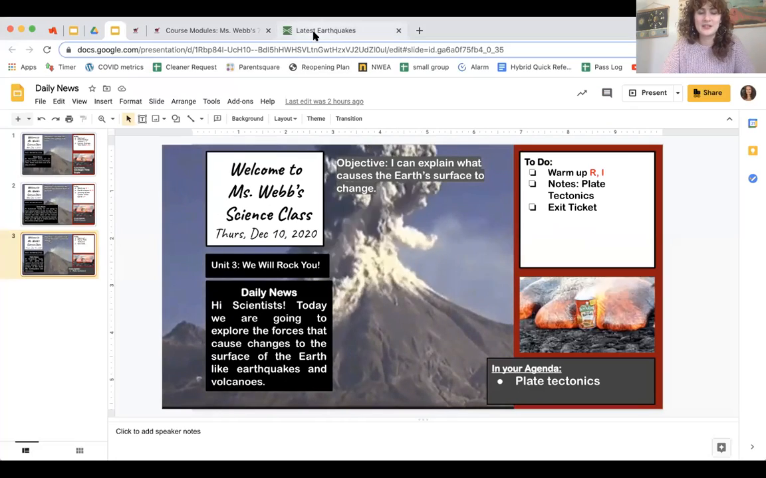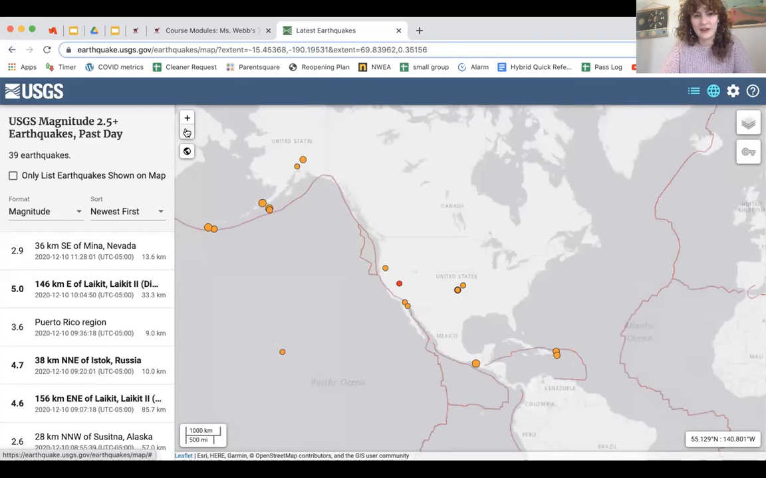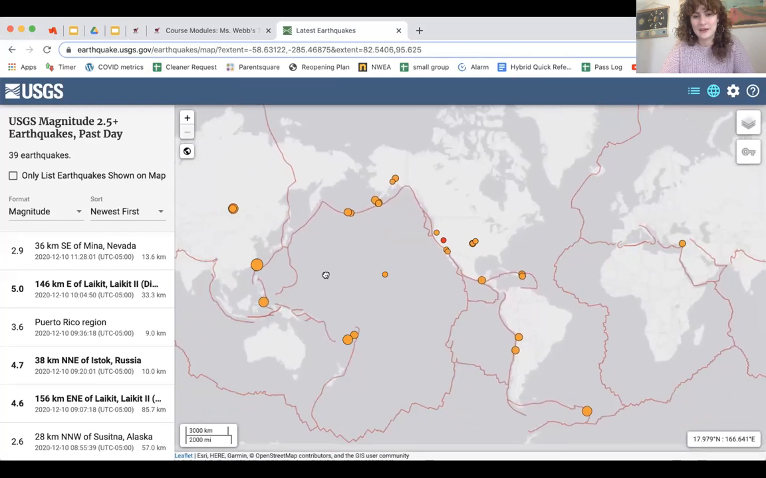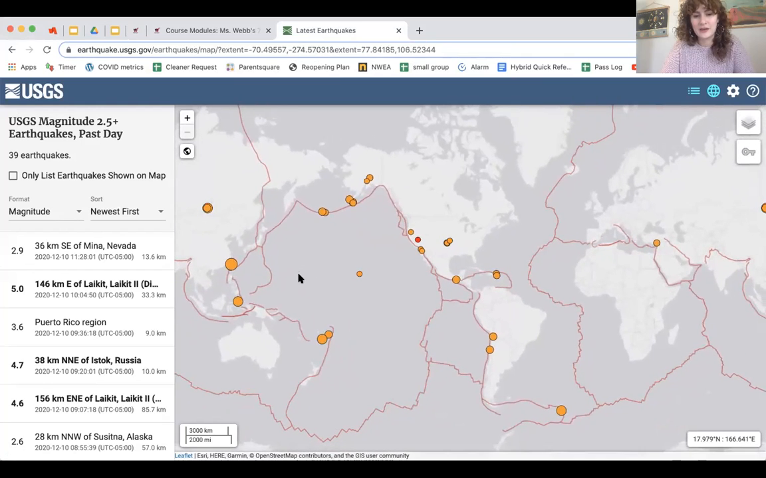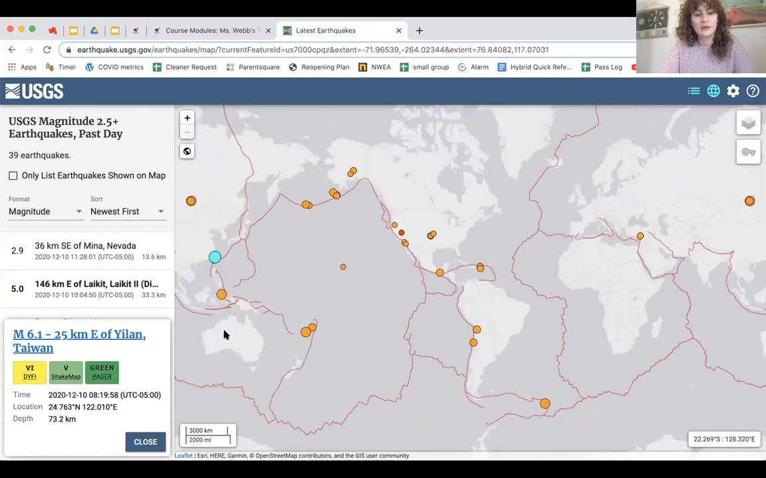I like to start these classes by looking at the map that shows earthquakes that have happened today. There are always earthquakes that happen every day on Earth, and each of these dots shows a different earthquake that happened in the last 24 hours. Some are big, some are small. None of them are really big enough to do any damage.